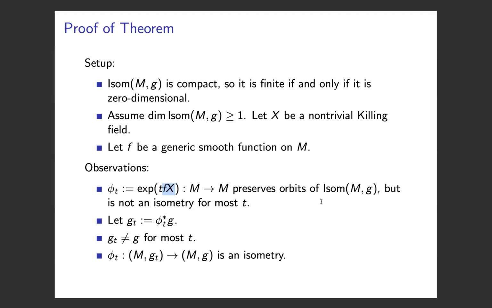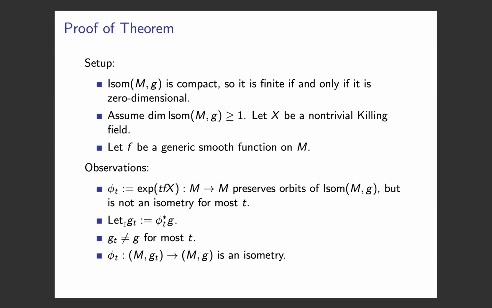However, for a generic smooth function f, this flow is not itself going to be an isometry. It's not going to preserve the metric g. We can guarantee that because the isometry group is finite dimensional, and the space of smooth functions on M is infinite dimensional. So it's not too hard to pick a smooth function such that phi of t is not an isometry for most t.